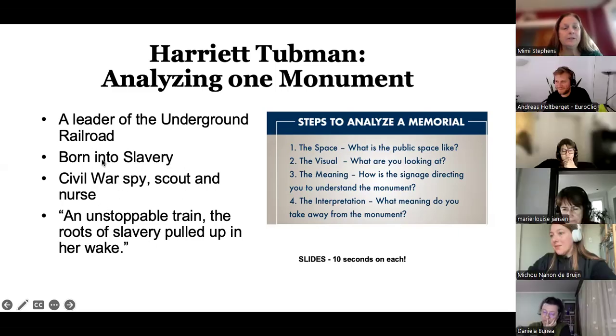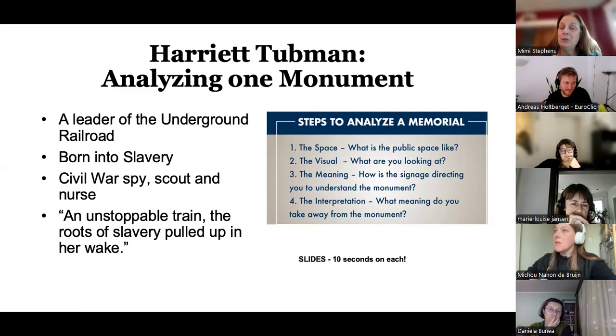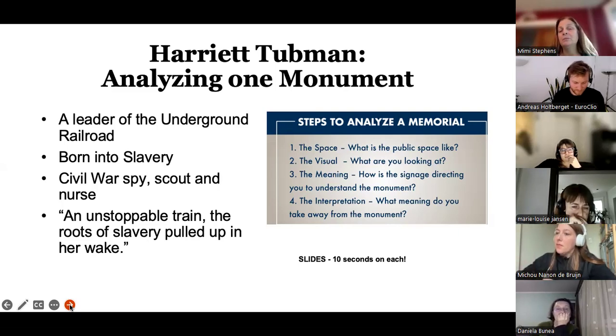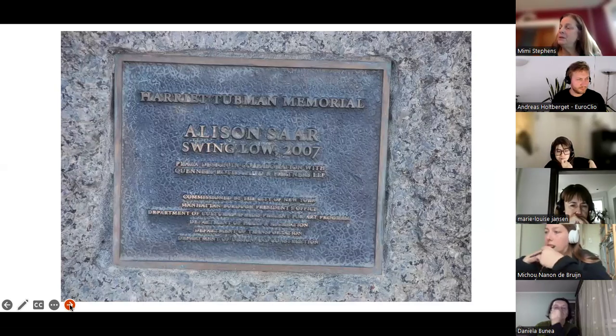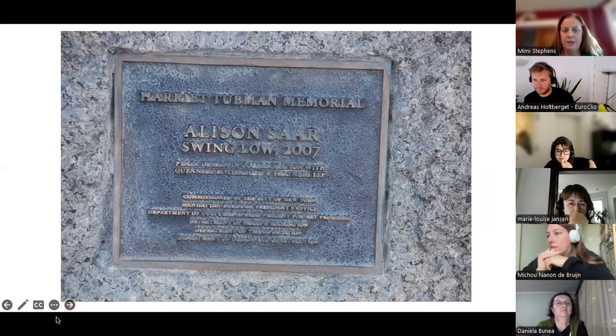Okay, so now what I'm going to do is see if you can apply this framework. So again, the space, the visual, the meaning, the interpretation. See if you can apply it as I show you a series of slide images of this Harriet Tubman memorial. And again, all of this is in the document that I sent you, so you can replicate this. We also have a couple of other monuments, slide decks to other monuments that you can use to give students even more opportunity to analyze monuments. So here they are, and I'm going to spend about 10 to 15 seconds on each slide, although probably not on this first one.